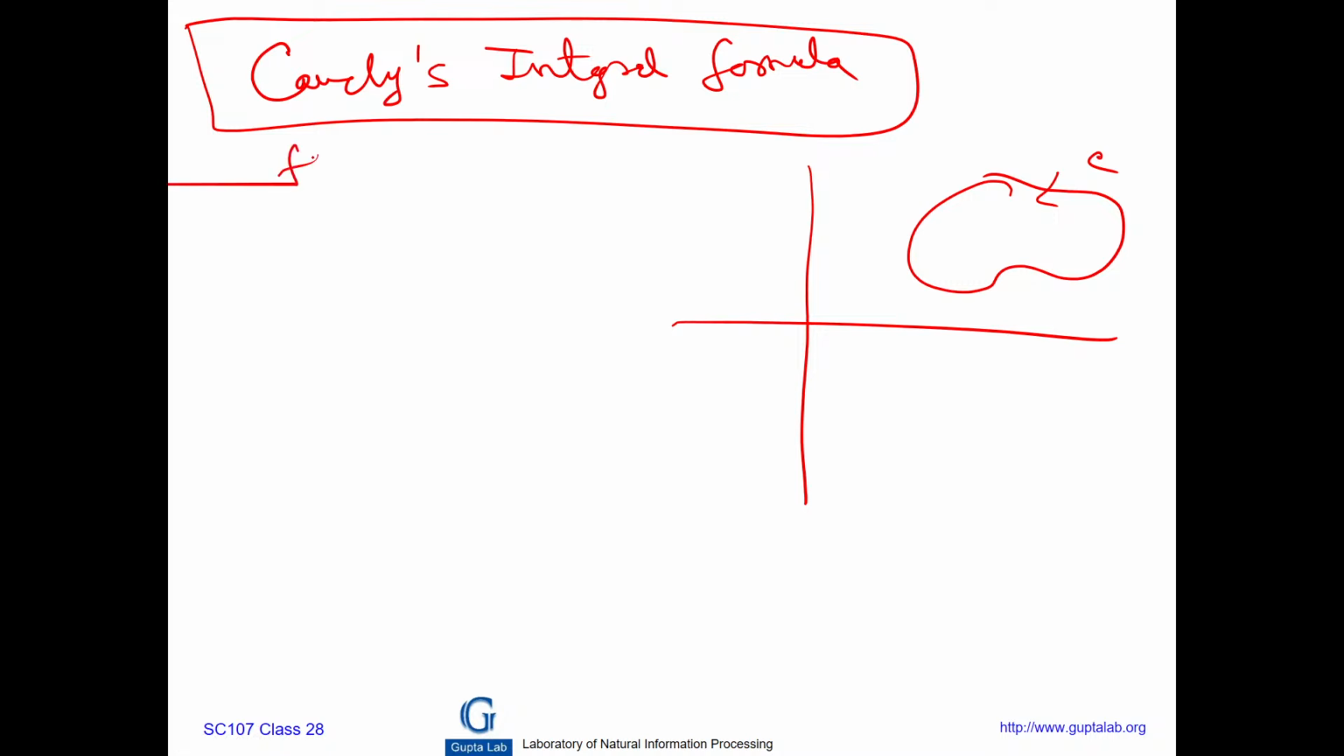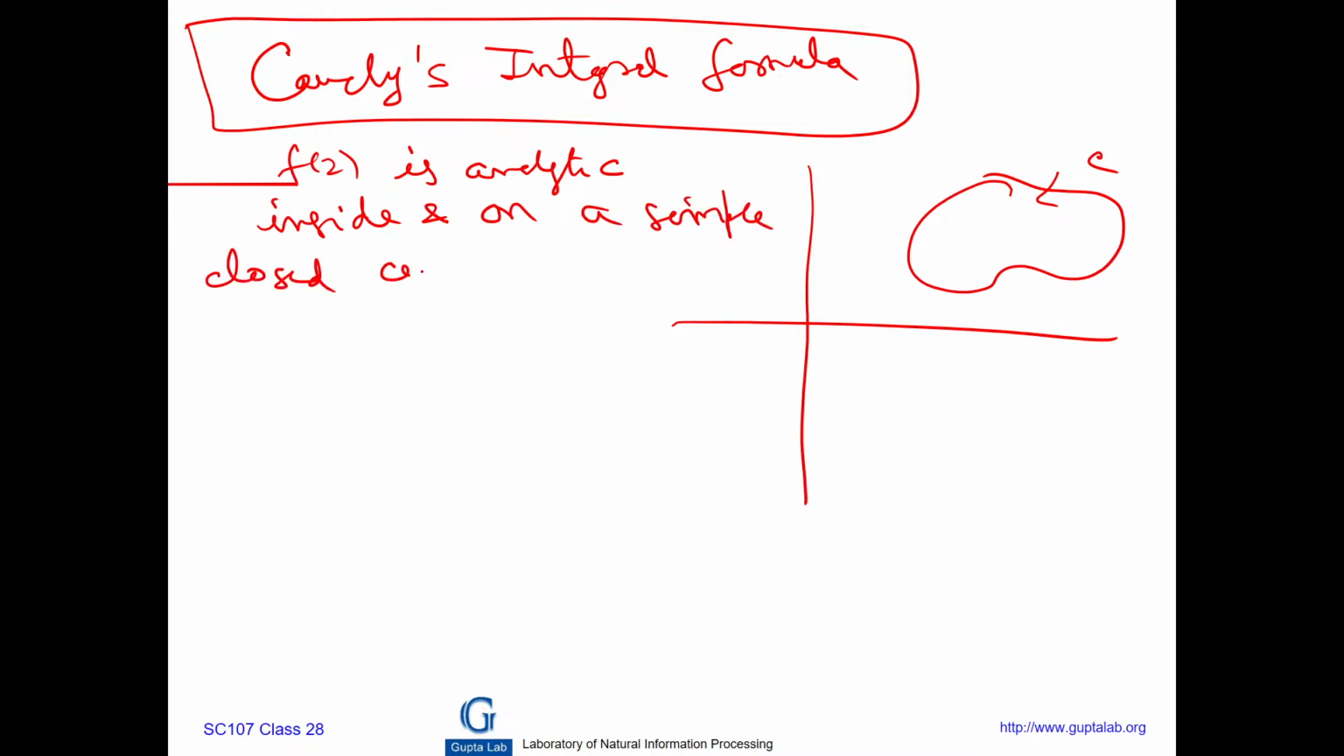F of z is analytic inside and on a simple closed curve C, and a is any point inside C. यहाँ पे भी वही करना है, एप्सिलॉन रेडियस का हम सर्किल खींच लेंगे, राइट? कॉल इट गामा.